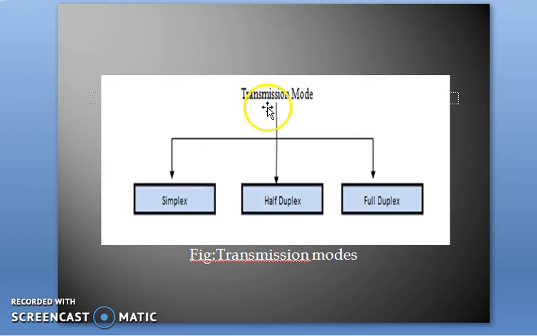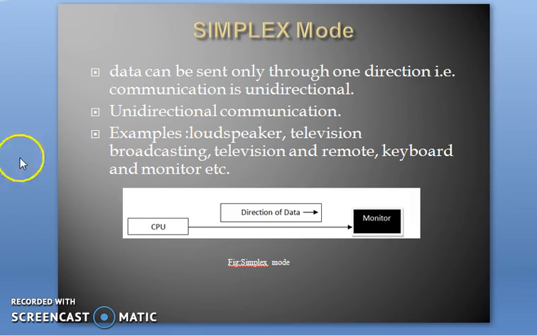So this is how we can represent the transmission mode. We categorize the transmission mode into three: simplex, half duplex, and full duplex. This figure represents the various transmission modes, and now we can see each one in detail. The first one is called the simplex mode. So what do we mean by simplex mode?